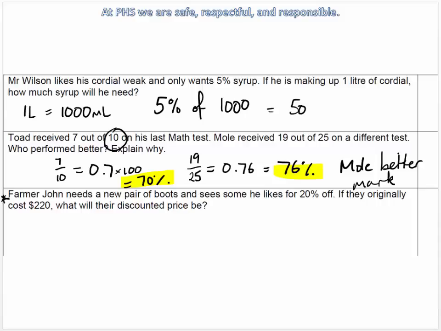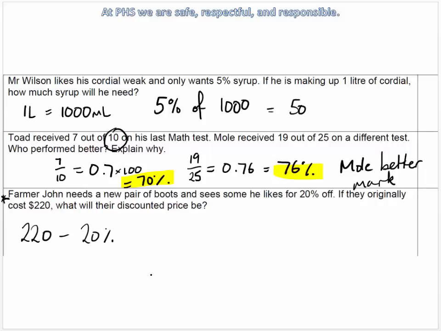All right, let's do this last one in our head. So Farmer John needs a new pair of boots and sees some he likes for 20% off. They originally cost $220. What will their discounted price be? So we've got to take away 20%.